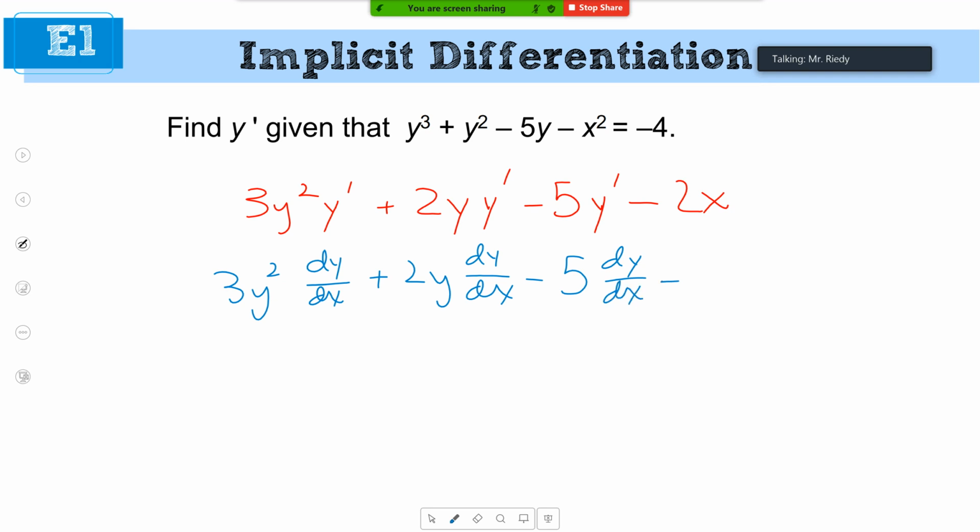And I'll finish that up in a second. But that's what we're supposed to do traditionally. But being lazy people like we all are, we change the dy dx's to y primes.